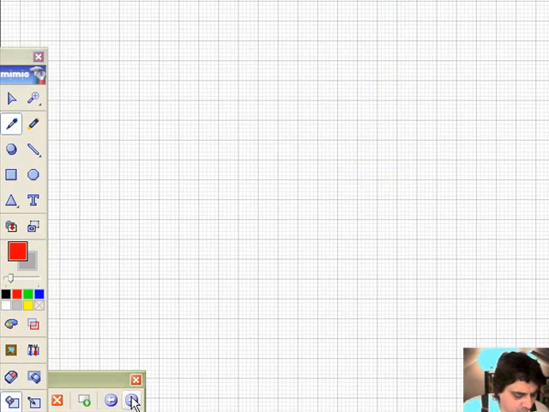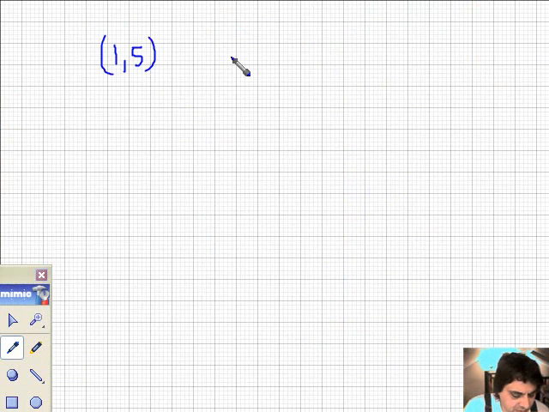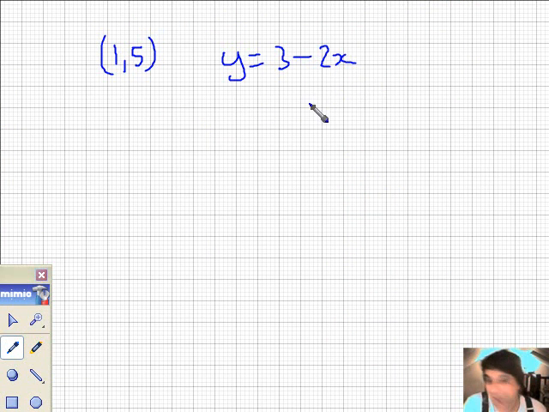Question 8. Find the equation of the line that passes through 1, 5. So this time I'm going to go through 1, 5, and I've got to be parallel to the equation y equals 3 minus 2x. I've got to be parallel to that horrible thing, and I've got to pass through there, and I've got to find the intercept, and then I've got to find the equation.